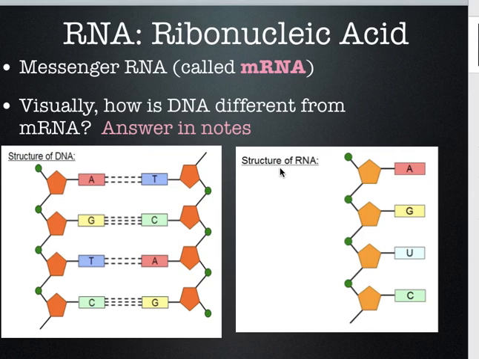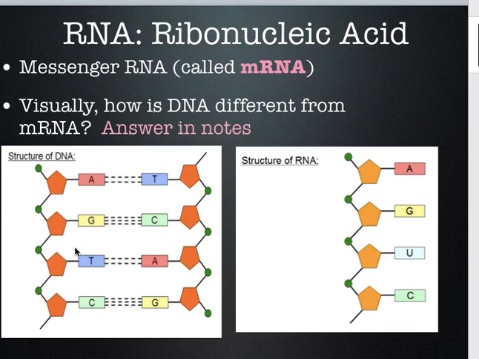So this is your structure of RNA or messenger RNA, and this is the structure we talked about in the first notes, the structure of DNA. Visually, how is the DNA different from the RNA? Well, one, DNA has two letters facing each other. So we call RNA single-stranded. There's one strand. This green and orange is the backbone, which we talked about yesterday. So that's the backbone. And then you have your nitrogen bases.